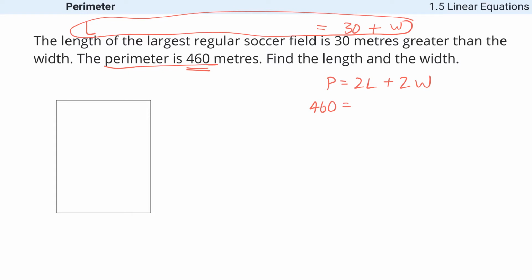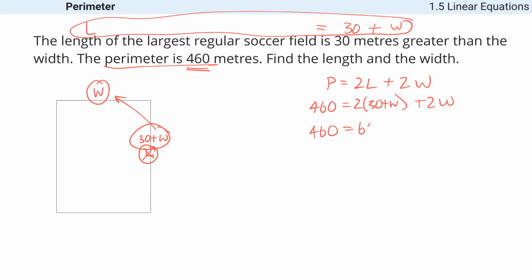So what I could do is say, well, this is the width, and this side over here is the length, but really, instead of calling it the length, I'm going to say it's 30 more than the width over there. And then I can use these two variables, or those distances, in my formula. So anywhere I see an L, I'm going to replace it with 30 plus W. 30 plus W plus 2 widths. And now I've got an equation with only one variable, and I should be able to solve for it.